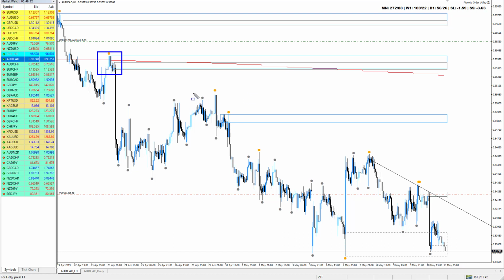So we have this here. We have this. We have this here. And below price, there's nothing. And so we can expect price to continue moving lower on the hourly chart. Then just mark those off. You can use the supply and demand software.